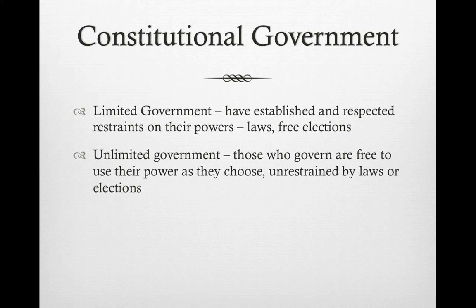So this idea of rule of law is that we have established laws. We have a constitution, and everyone is subject to it, and no one is above it. So we don't have a king who can do what they want and is not restrained by the laws. They are subject to those laws.